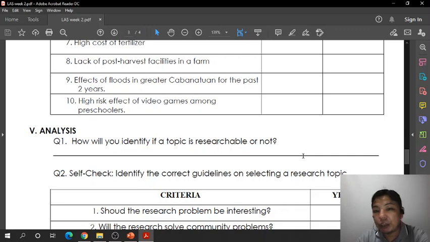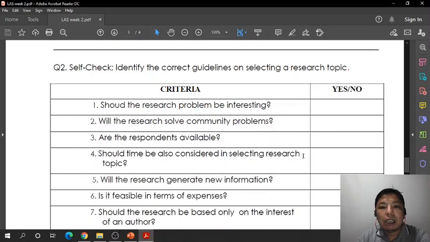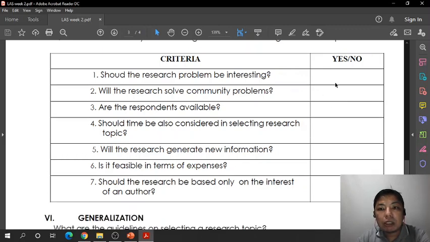And explain ko na yon. So, you write your own explanation. Okay, kailan mo masasabi ng isang topic or problem is researchable or not? Okay, and then, check nyo, self-check. Identify the correct guidelines on selecting a research topic. So, using the topic na ginawa nyo kanina, i-check nyo tong criteria na to if it's yes or no doon sa topic, sa inverted pyramid natin, if you can still remember, yung sa research topic nyo.